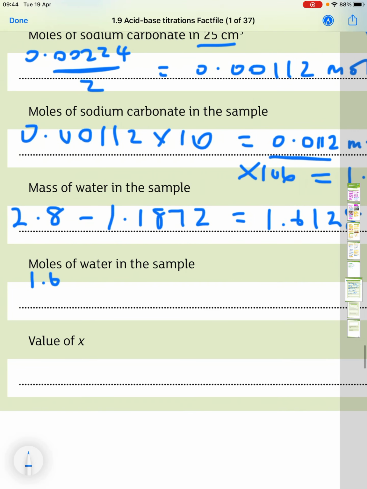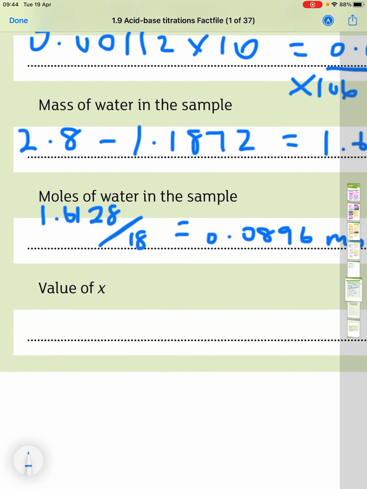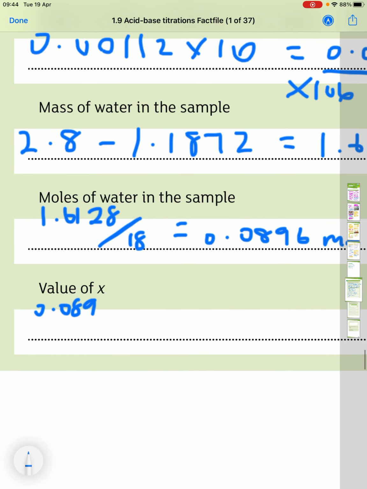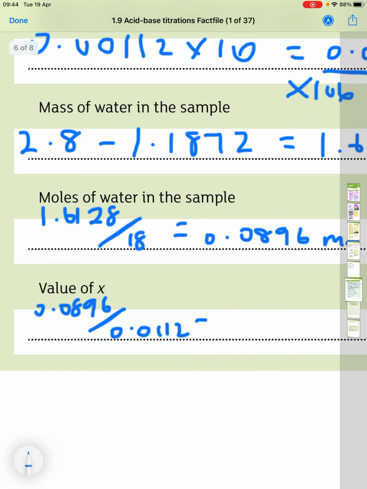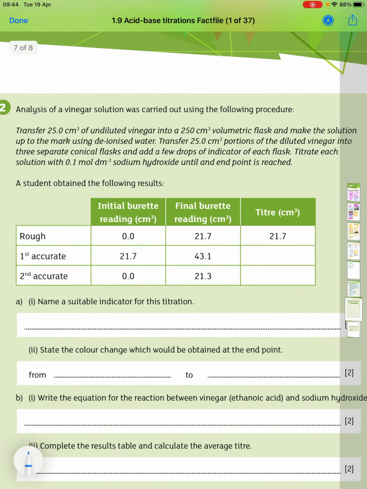So then the number of moles of water in the sample is that mass that we just worked out, 1.6128, divided by the formula mass of water, which is 18, which gives us 0.0896 moles. And then you're just finding a ratio between the number of moles of sodium carbonate and the number of moles of water. So X is 0.0896 divided by 0.0112, which gives us a value of 8 for X.